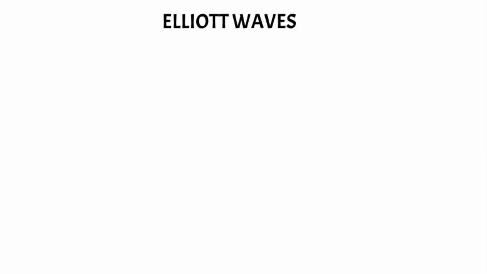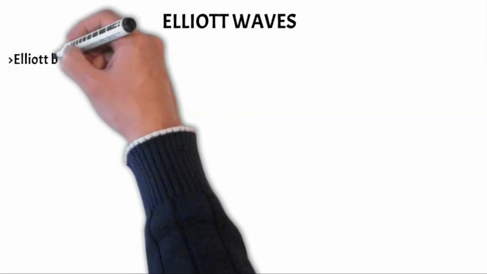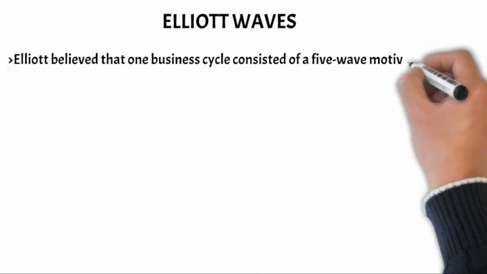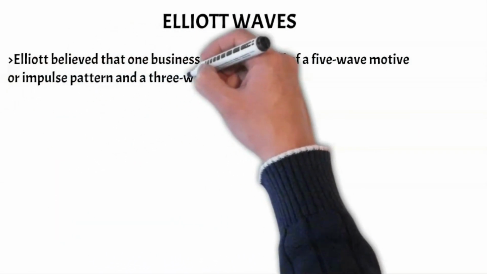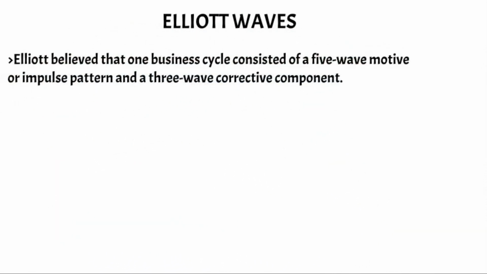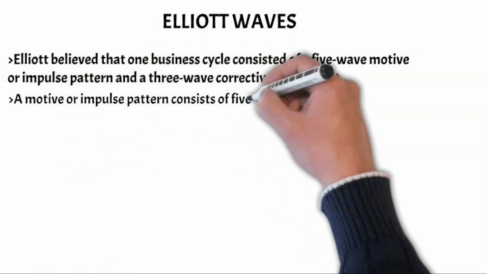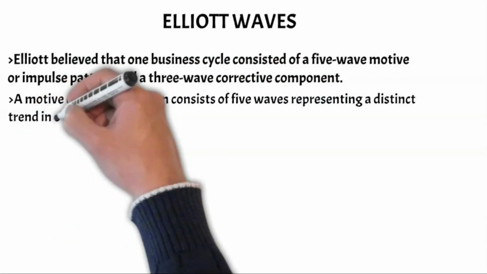The next important topic on our outline is Elliott waves. Now, Ralph Nelson Elliott organized his research, and the publisher helped popularize Elliott wave analysis. Elliott believed that one business cycle consisted of a 5-wave motive or impulse pattern and a 3-wave corrective component. A motive or impulse pattern consists of 5 waves representing a distinct trend in one direction.